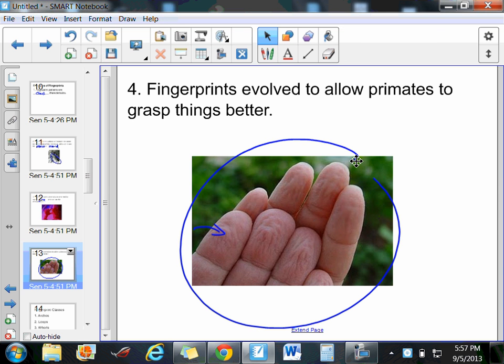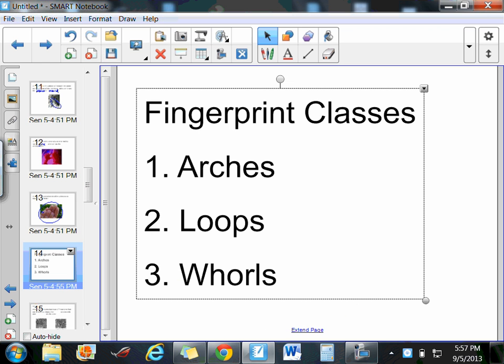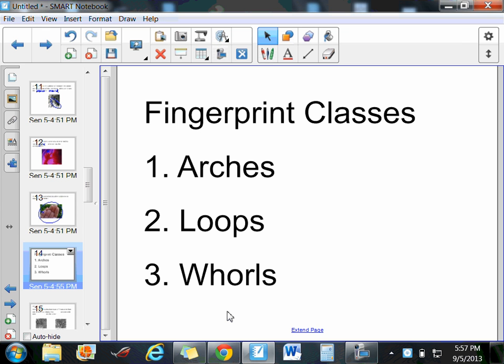So, yeah, pretty cool. Right, now fingerprints are going to be grouped into 3 different classes. They're going to be arches, loops, and whorls.